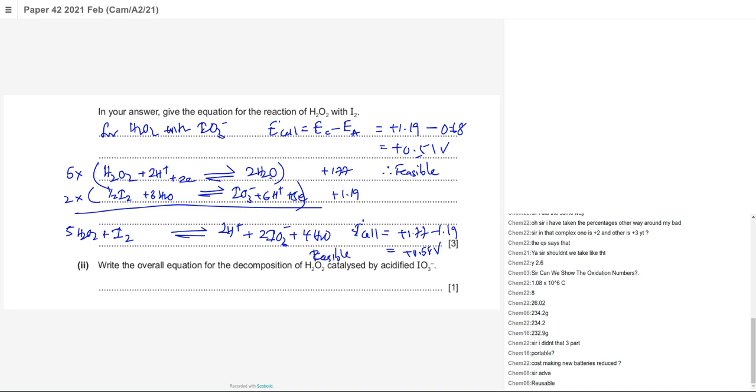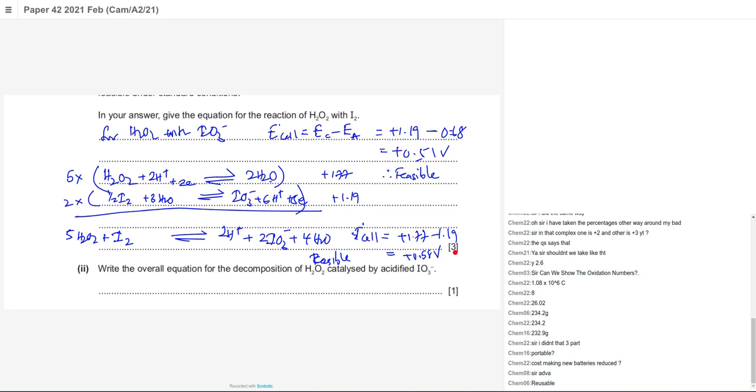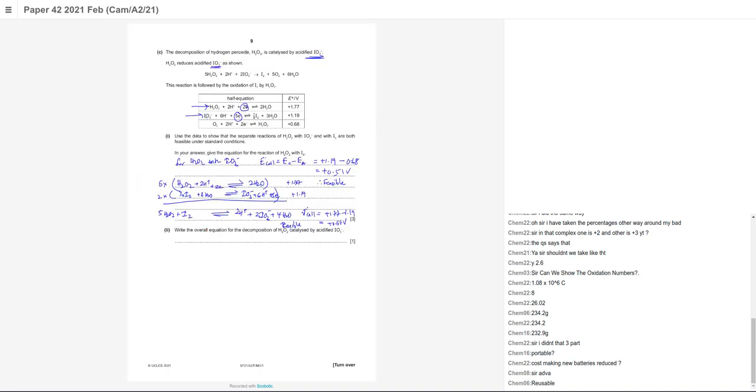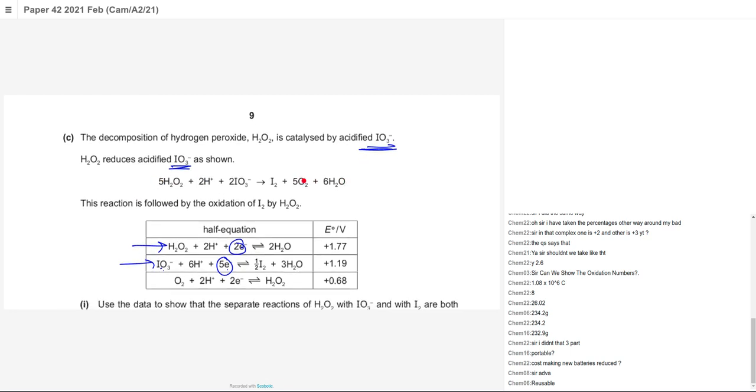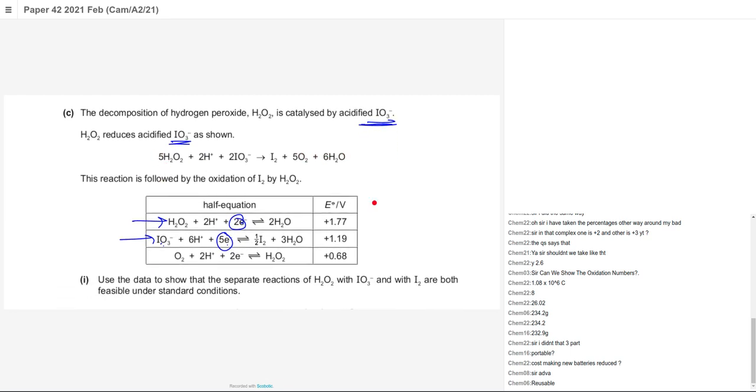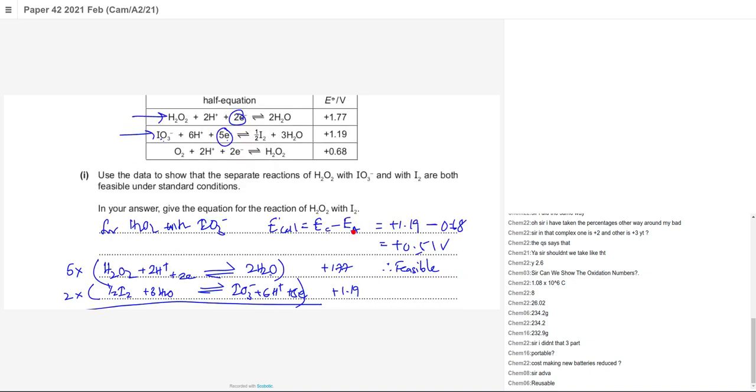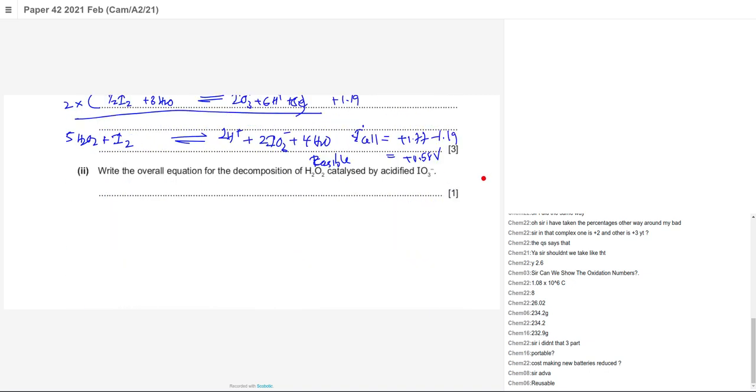Overall reaction. I had to add these two equations, and I hope it's clear. This equation, I need to add to this equation. Let me write the two equations. The first is H2O2 and I2. The overall equation is to cancel all the catalysts.